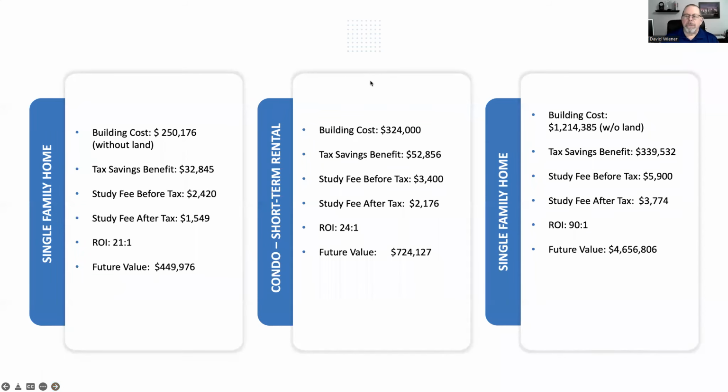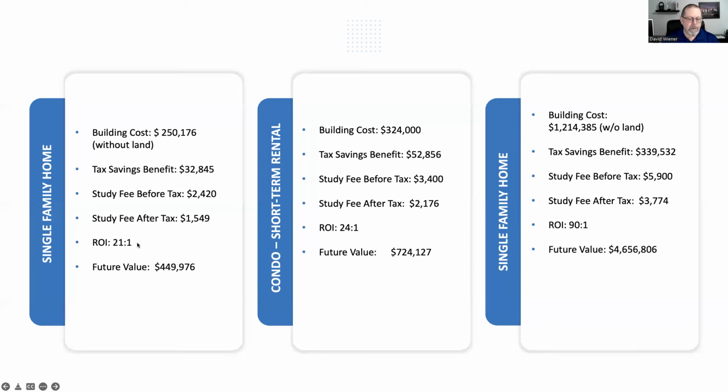So I thought I'd include just some case studies of some properties that I've done. Here's a single family home. The cost of the building, not including the land, was $250,176. After doing the study, the tax savings benefit was $32,845. That's cash off the taxes. The cost of the study was $2,420. That study fee is also tax deductible as an expense. And so the after-tax study fee cost them about $1,500 to get almost $33,000 off of their taxes.